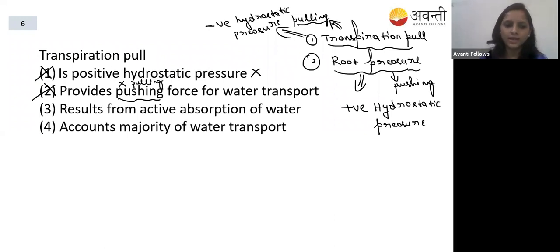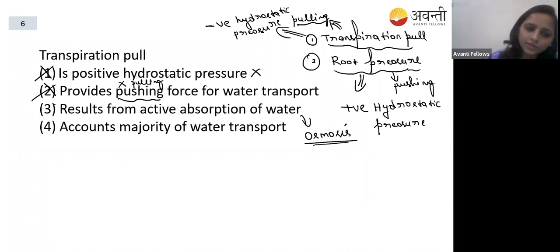So let us go to the third. Result from the active absorption of water. No, guys, water will be from the diffusion, right? The minerals will be taken by the active process, but the water will not be taken by the active process. It is by diffusion. Water will always move through osmosis, not through active absorption. So that is the reason option 3 is also wrong.